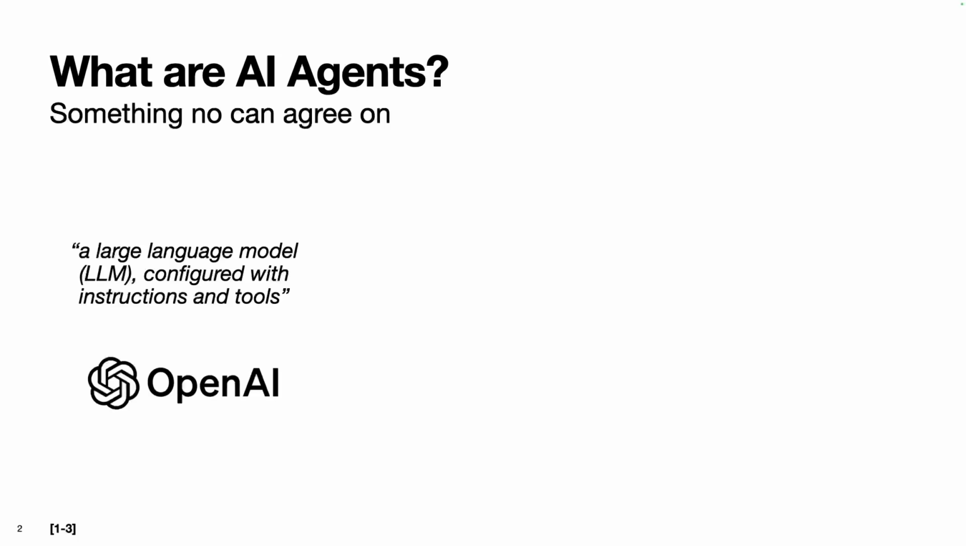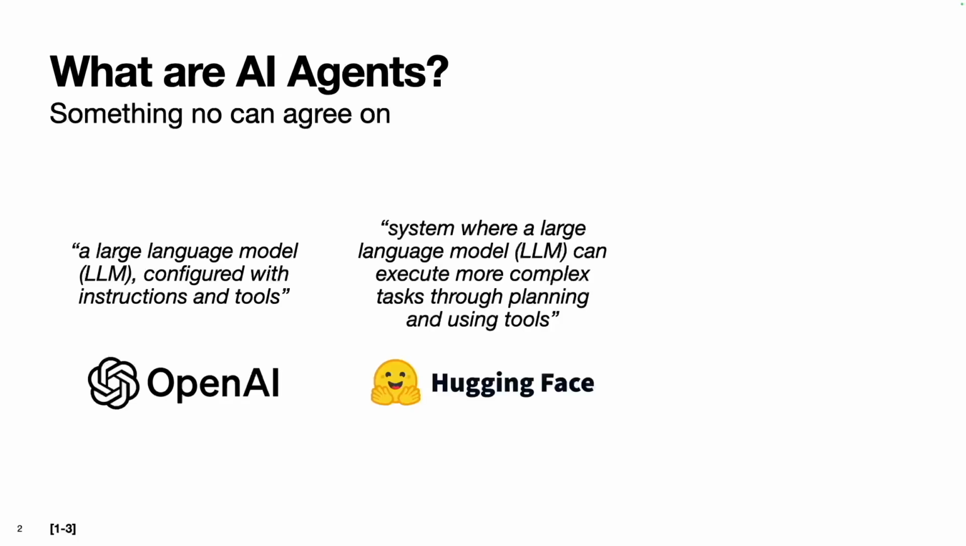OpenAI, in their Agents SDK documentation, defines an agent as a large language model configured with instructions and tools. This is different from, say, Hugging Face's definition from their Transformers documentation, which describes it as a system where a large language model can execute more complex tasks through planning and using tools. So here there's a subtle difference. OpenAI's definition is focused on tools. That's like the main thing. While Hugging Face talk about tools, but they also mention planning, which is basically taking a user's query or an input, breaking the problem down into specific steps, and then executing it.